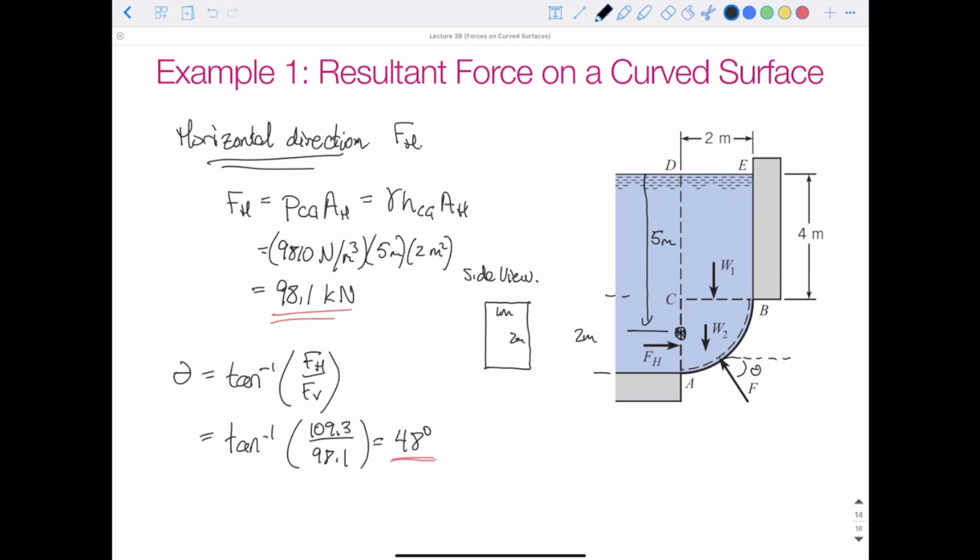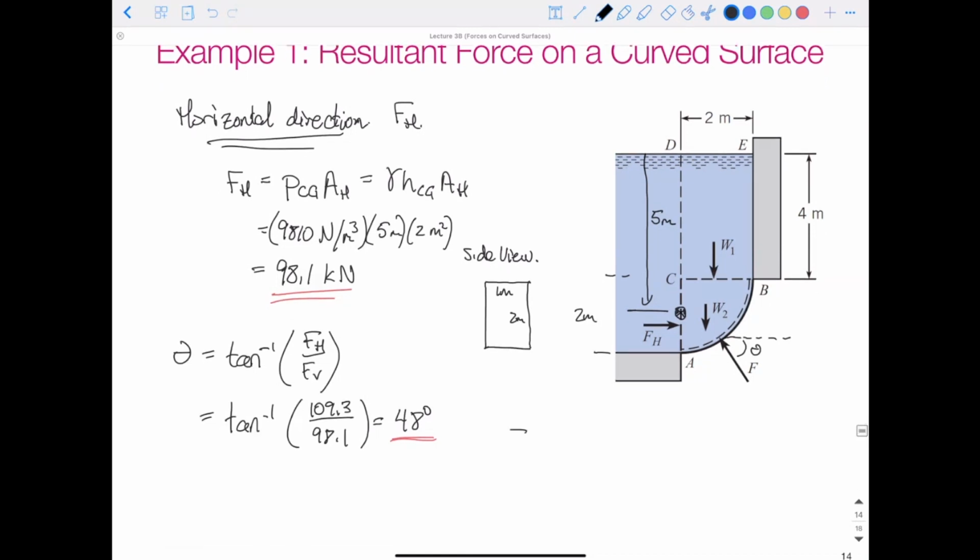So we have theta. We have our resultant force, F, which is equal to the square root of 109.3 squared plus 98.1 squared. And our resultant force is equal to 146.9 kilonewtons.